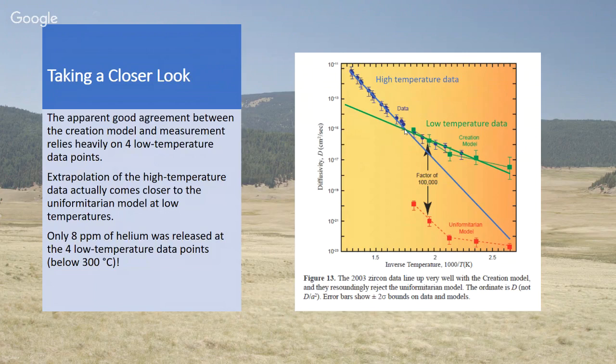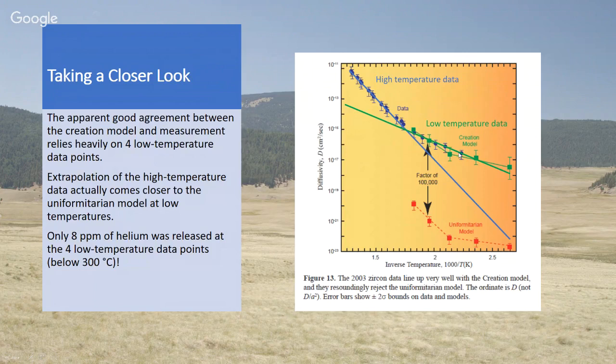And if you look at this, most of the high temperature data falls along a line that goes like this, a fairly steep line. The creation model, on the other hand, lies along a line that goes like this, at a lower slope. And if you actually look at what Humphreys calls a very good agreement between his model and the measured data, it's not the majority of the data that agrees with the model. The majority of the data actually has a much higher slope. It's only these 4 data points that really fall close to the creation model.